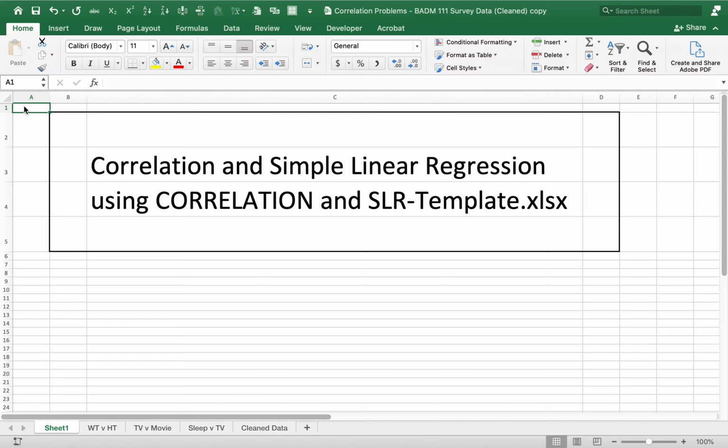Hey ladies and gents, we're taking a look at a lab video that will be useful for Unit C on correlation as well as Unit S on simple linear regression. So I've got a template made up called the Correlation and SLR template, and you can find that in the supplementary files folder of the Blackboard course. Let's take a look at what we're dealing with here.